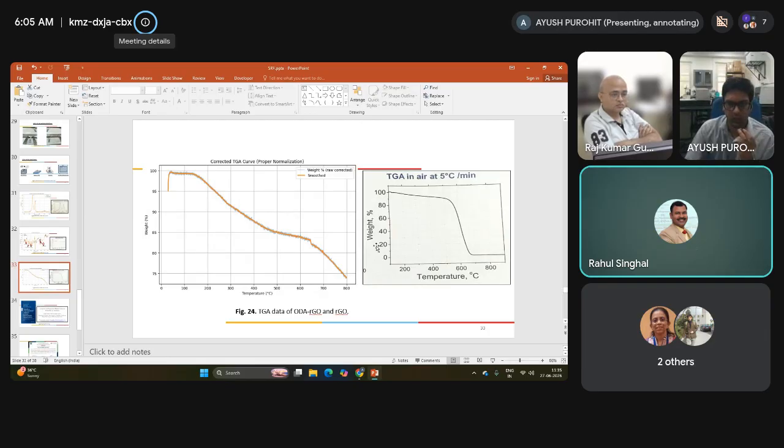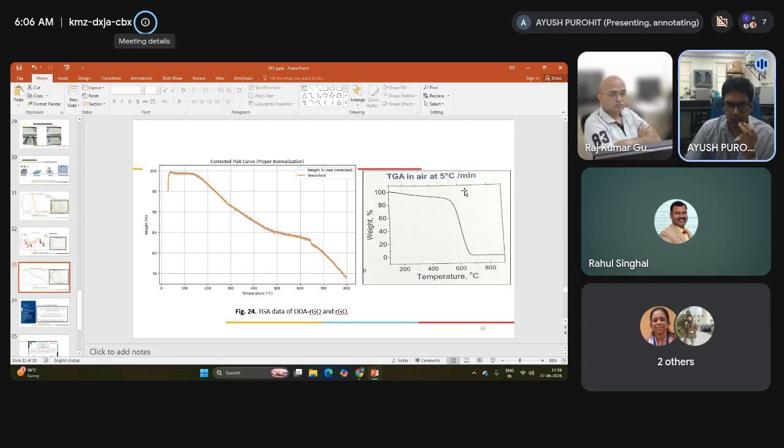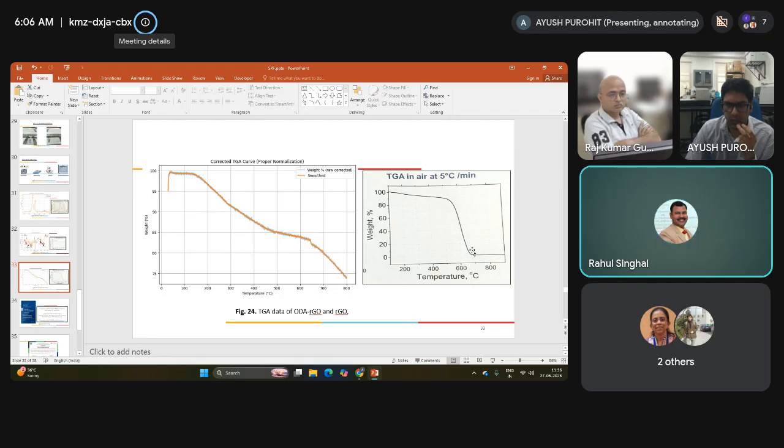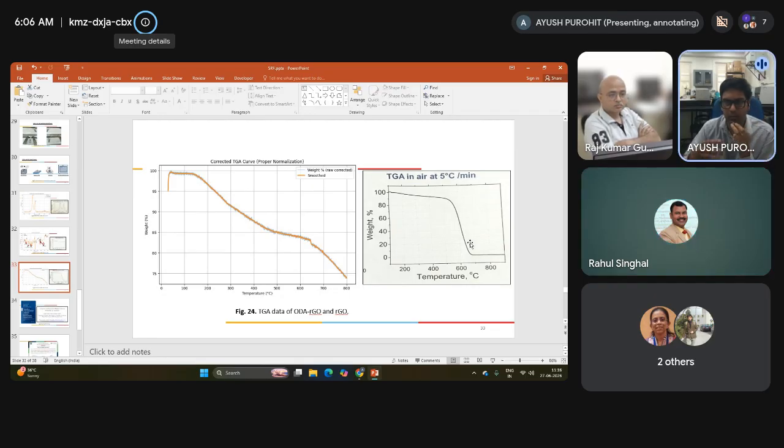Yes, sir. In the TGA slide, you are showing in the right-hand curve, which is basically for the commercially purchased RGO sample, almost 90% weight loss around 620 or 650 degrees Celsius. What is the reason for it? Sir, because of breaking of the bonds between the graphene sheets. Then how would the weight be reduced? Because when the bonds are broken, the carbon atoms are not that attached and the sheet shrinks to the bulk kind of material.